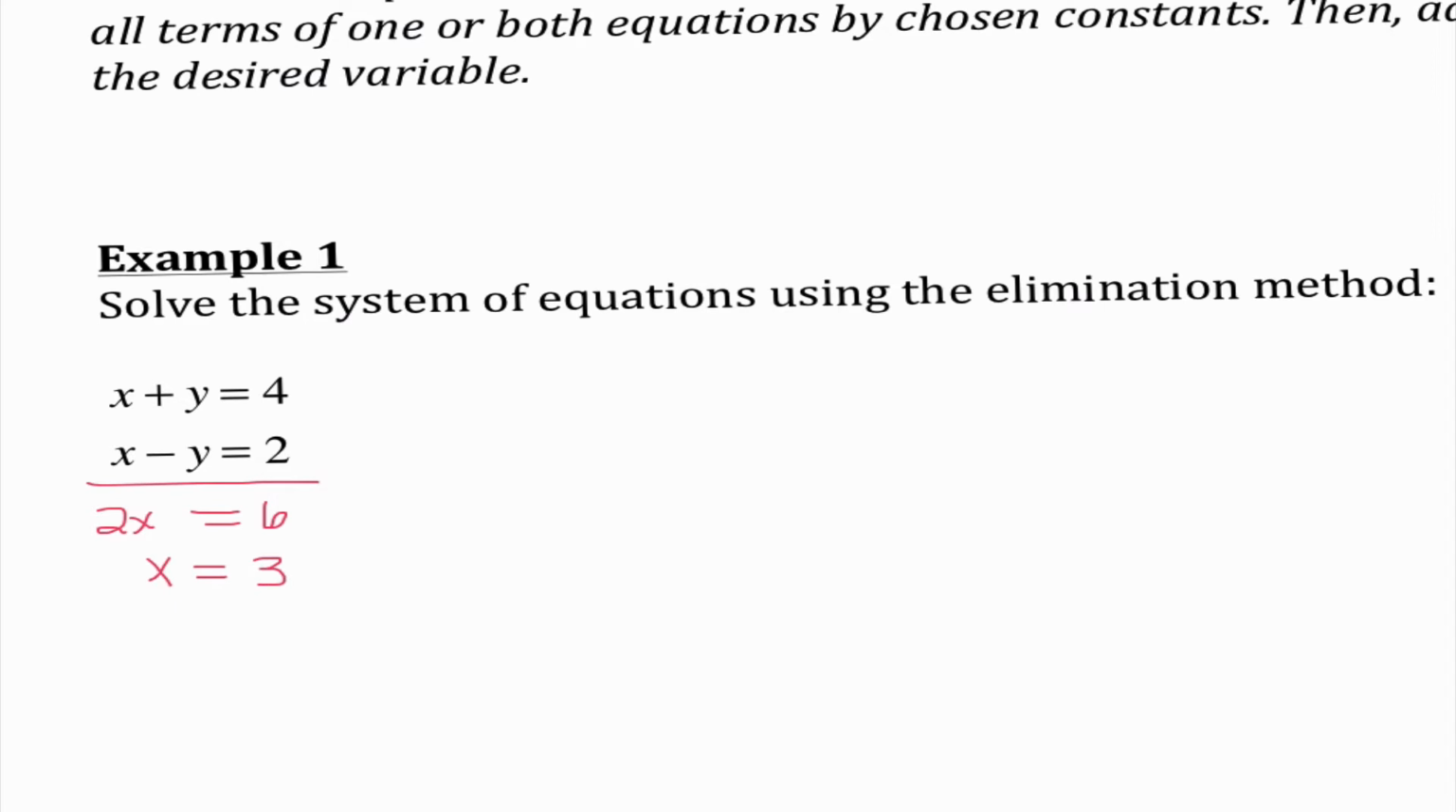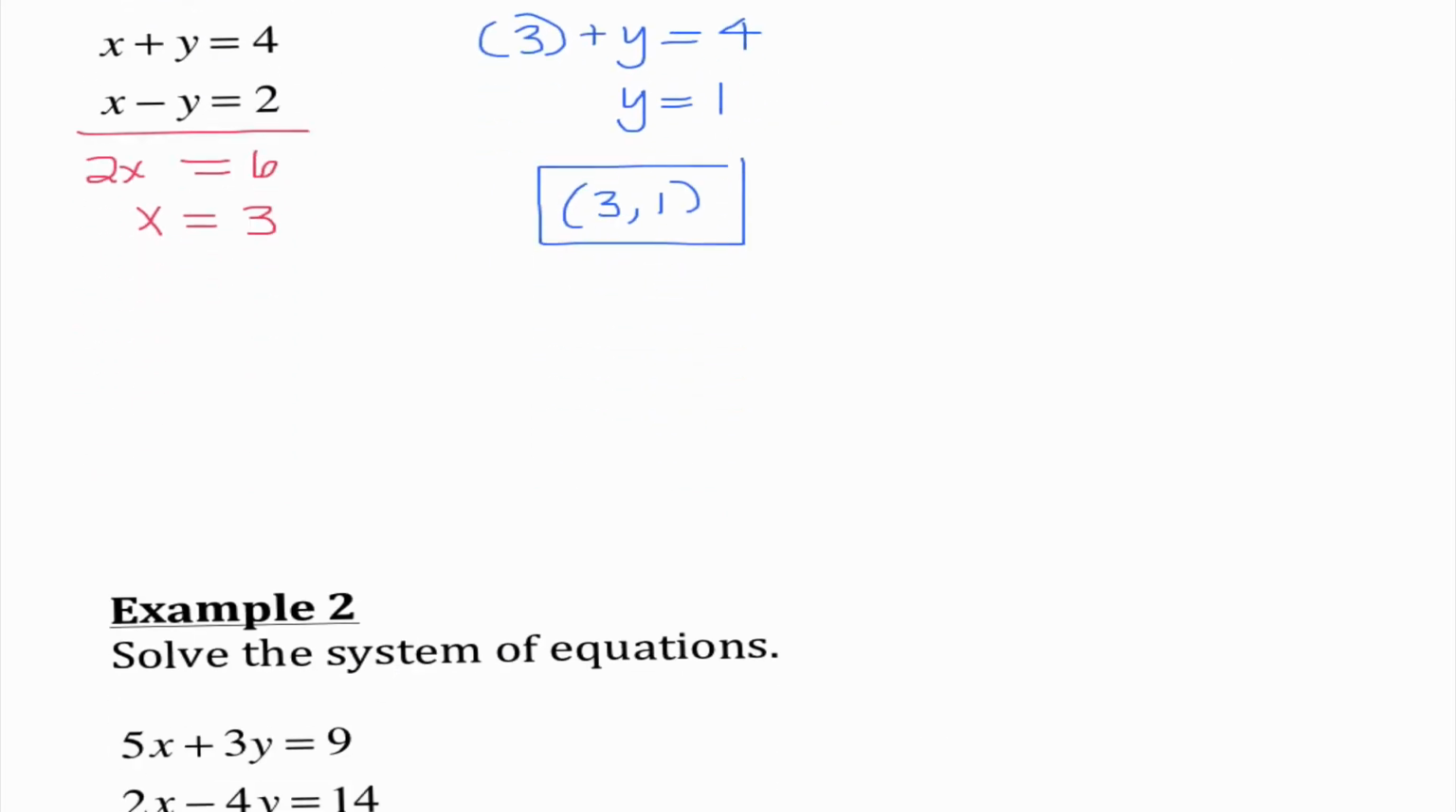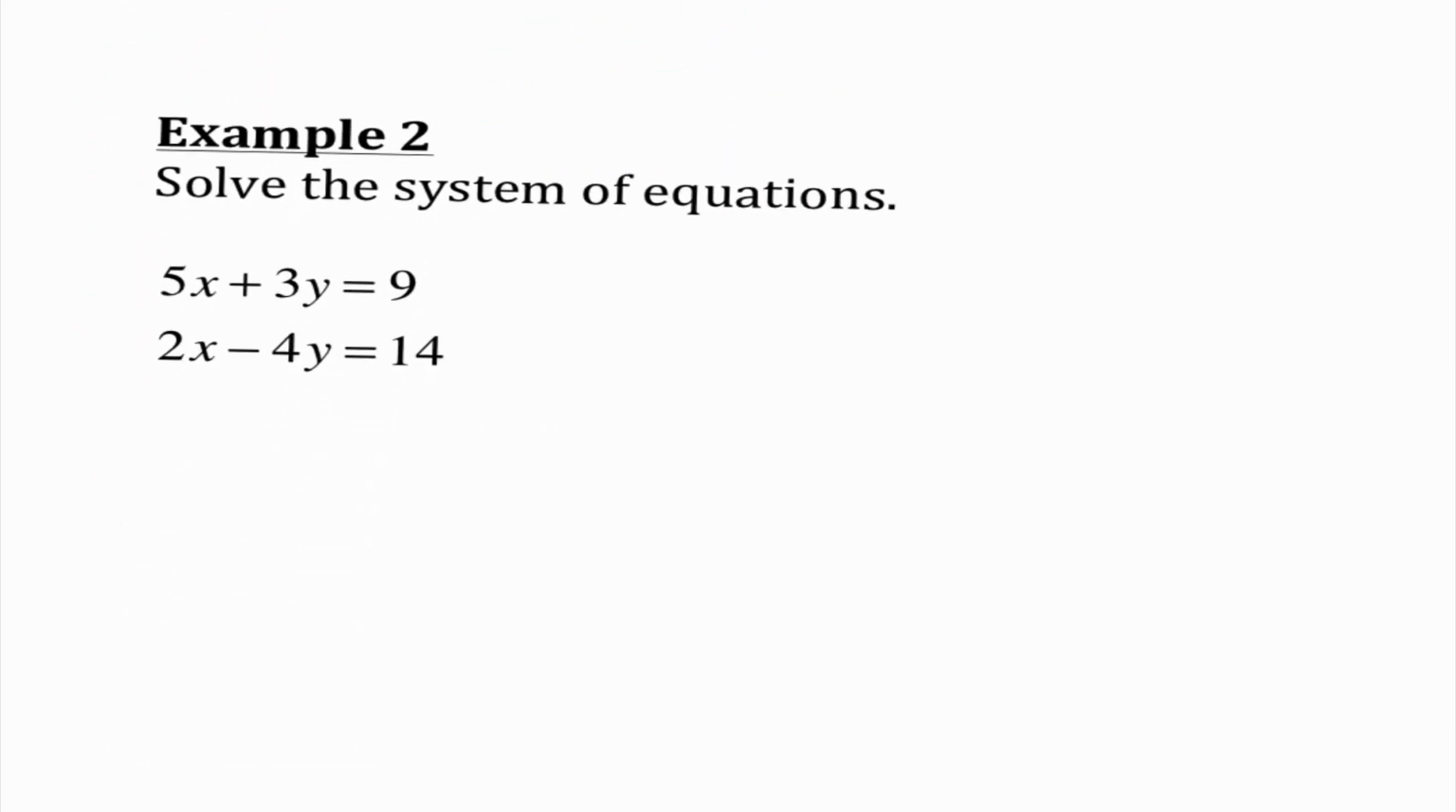Then I can substitute into either equation. I'm just going to choose the first one in order to solve for our y value because we know that we should get an ordered pair as our solution. So in this case, I would get y equals 1. So my ordered pair would be (3, 1). In order to double check that it works, I can plug this into both equations. So 3 plus 1 is 4, 3 minus 1 is 2, and we're good. Okay, so let's do another one.